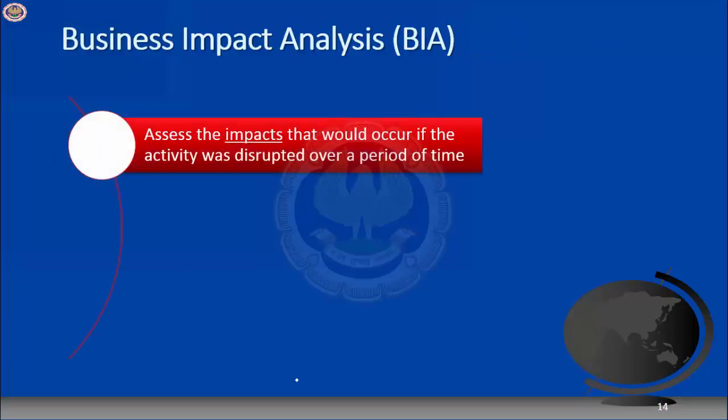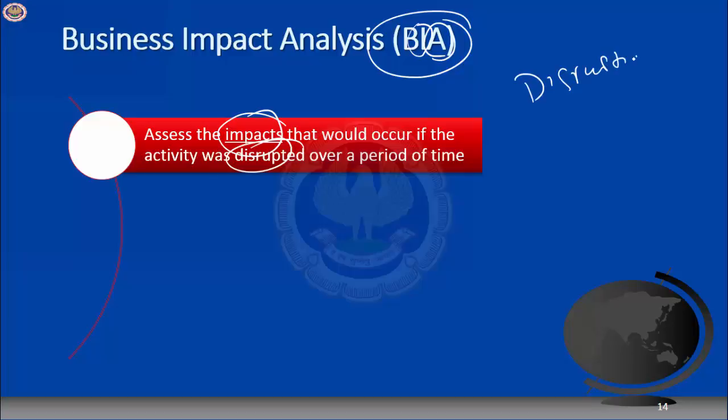Business impact analysis. This is very important because most of the questions in the exam are related to this. And when you're doing BCP, this is the heart of BCP, business impact analysis. Now look at the keyword here. We are looking at the keyword which is impact. You need to analyze the impact. So this is what we're looking at. Assess the impact that would occur if the activity was disrupted. So it means you're looking at disruption, and how does this disruption impact the business? And what is the consequence of that?